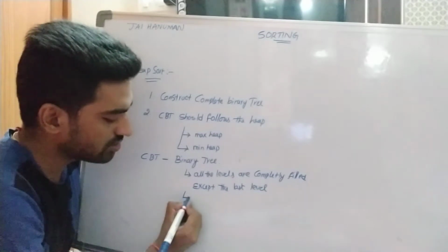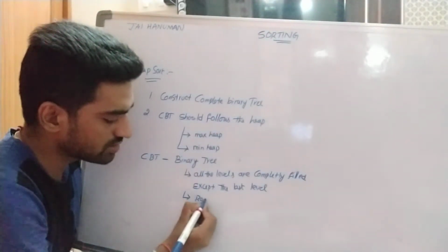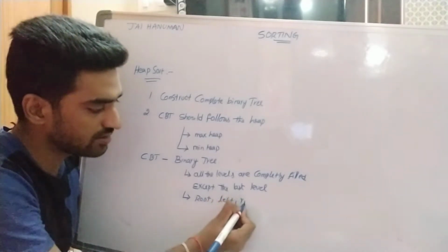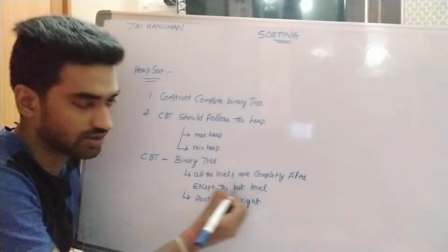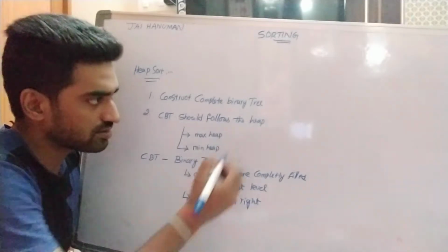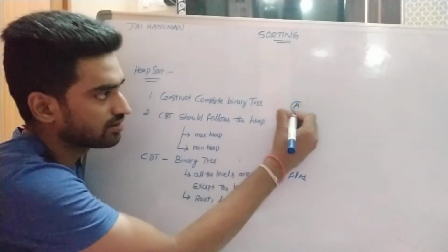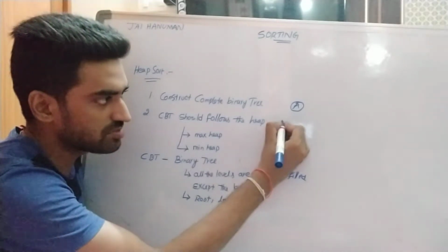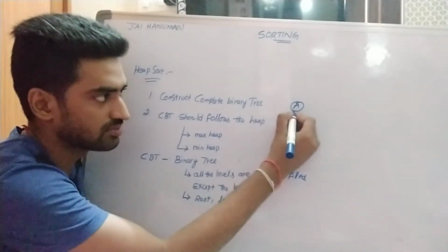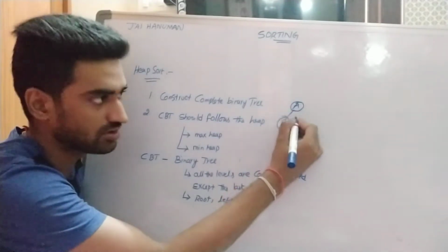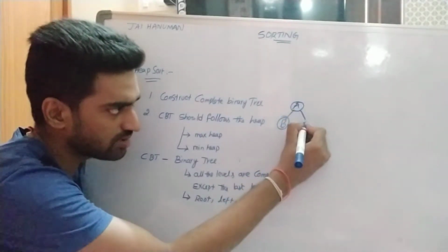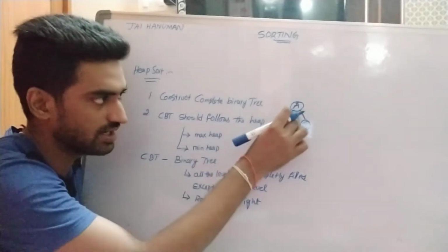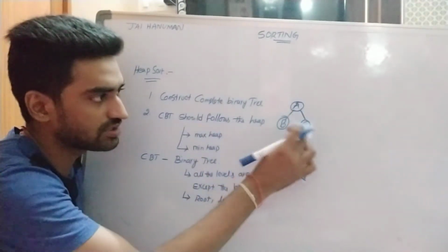And it should follow the root, left and right order, right? For suppose here A, so after insertion of the next node, that node must be placed at the left position of this parent node. Then only we are filling the right position. So this is the order: root, left, right.